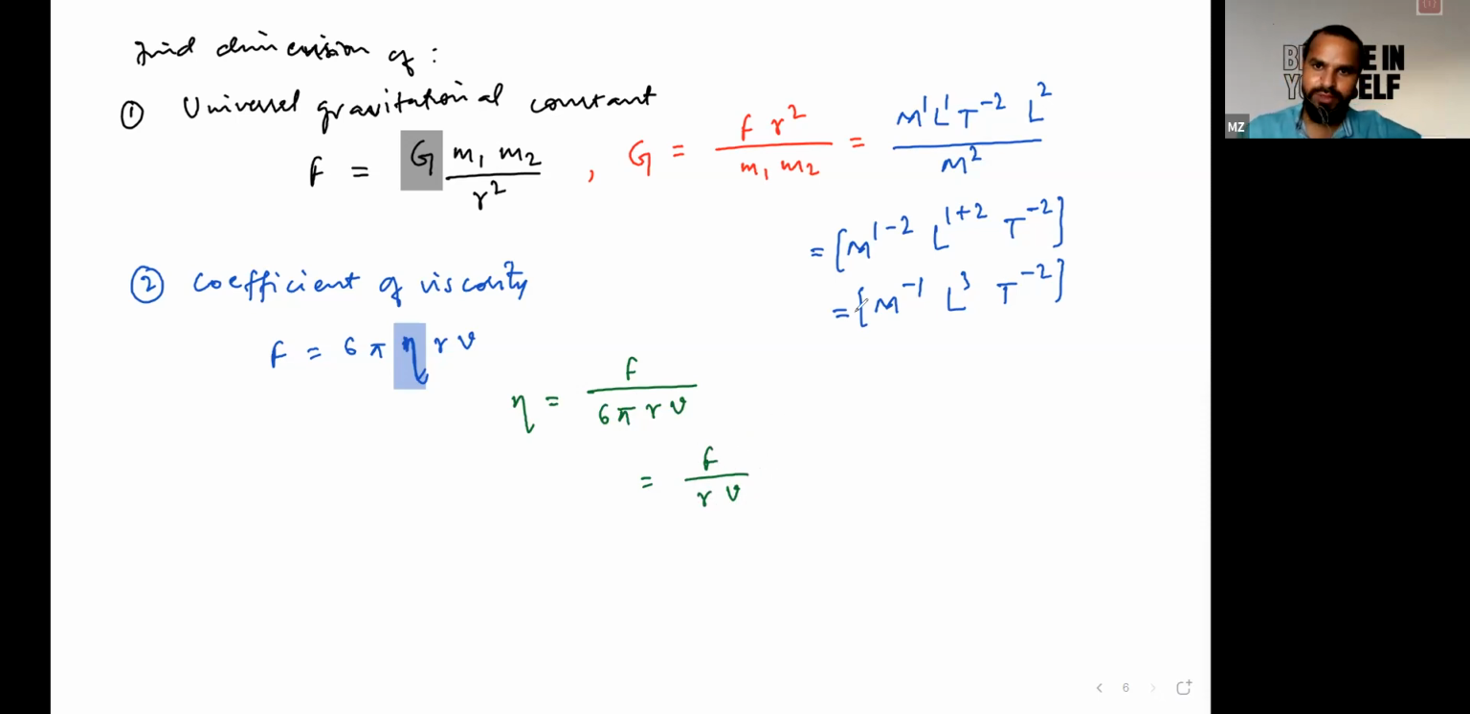F is the same as force, which I have written here. R is nothing but length and V is nothing but LT to the power minus 1. Put all the dimensions and try to simplify. Ifra, check your calculation.